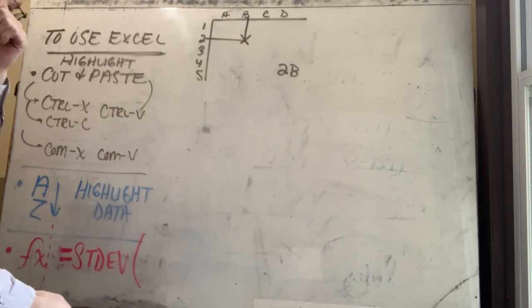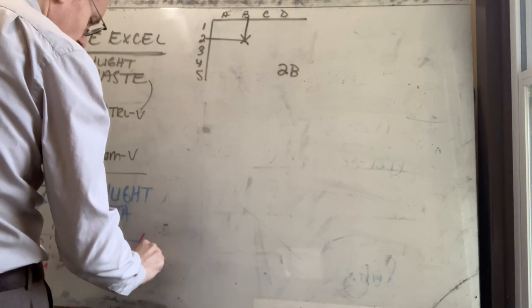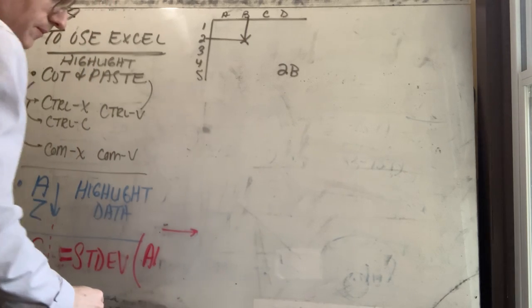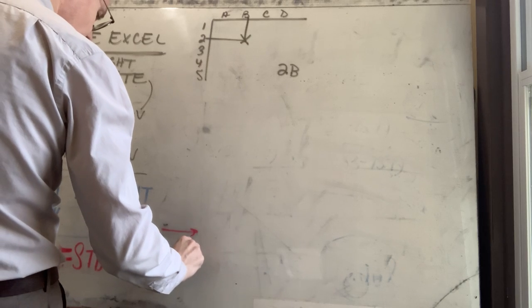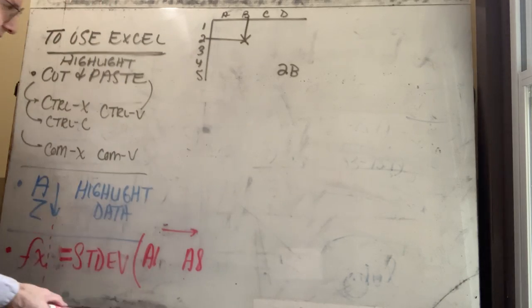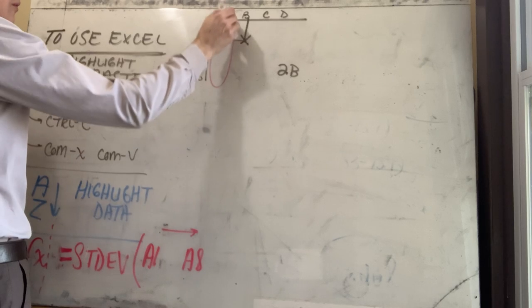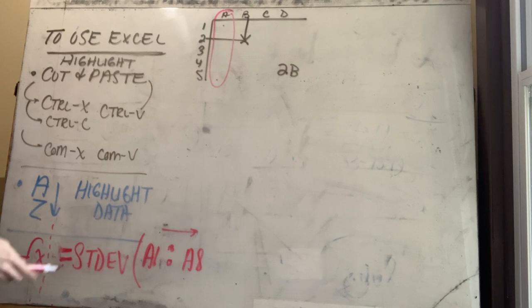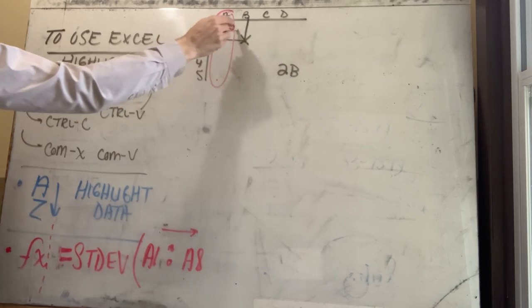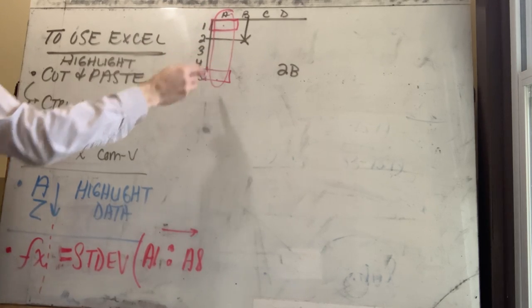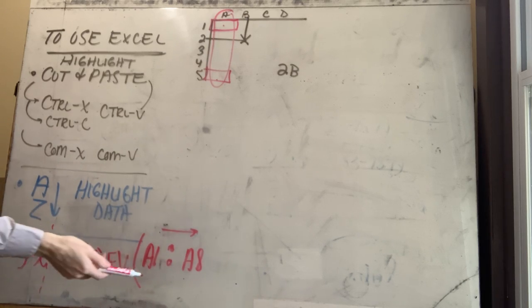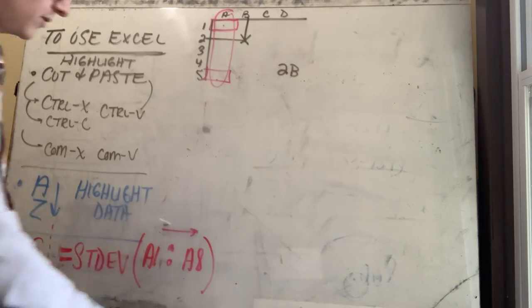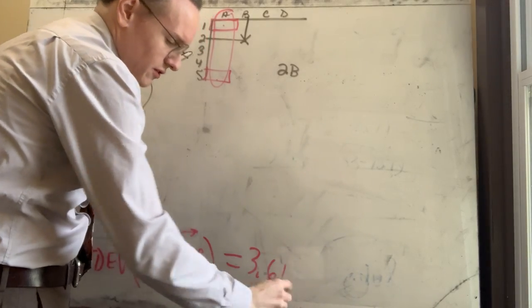So if your data happens to be in column A1, all the way to A8, if you just highlight the column from where it begins to where it ends, what should show up automatically is the coordinates of the first cell down to the coordinates of the last cell. So you see something like A1 colon A8, and then you can just close it. And if you hit enter, it automatically spits out what the standard deviation is.